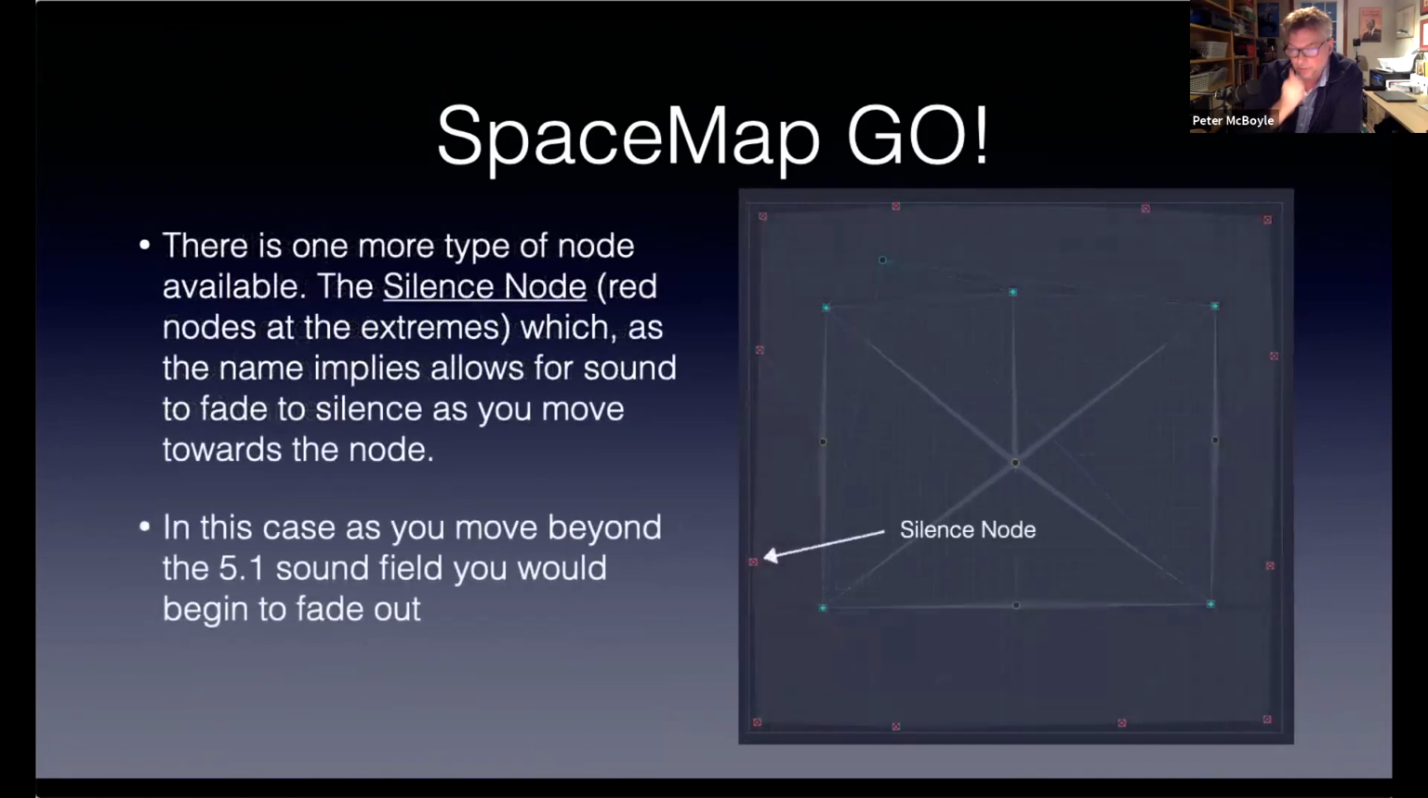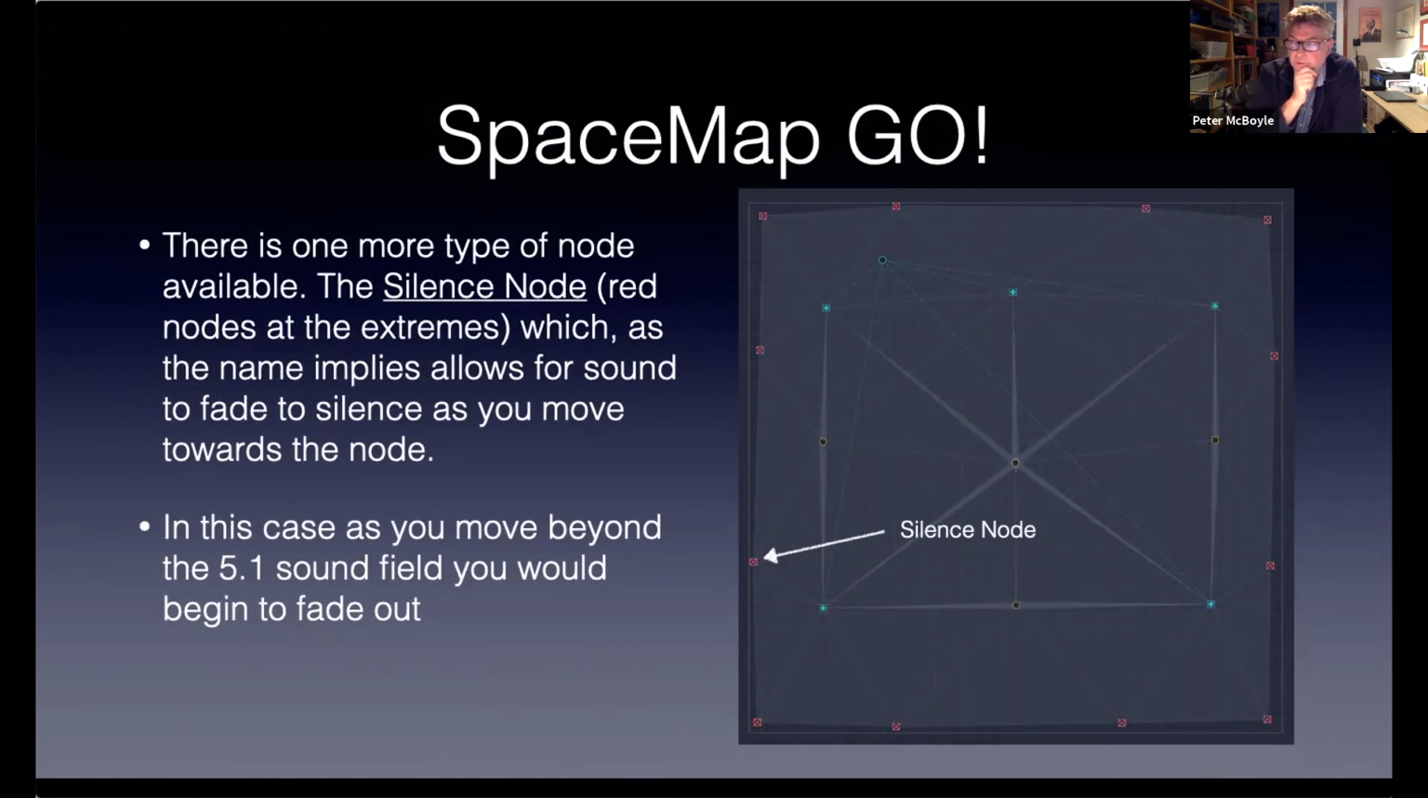The other type, there's one other type of node that's important, and it's called the silence node. The silence node allows you to have a node that's connected to a triset, and as you approach that node, the sound actually disappears to silence. So in this case, you can see I've distributed a bunch of silence nodes on the outside of the space map, so that if you were to move the image with your location pointer beyond the speakers, it starts to fade out.